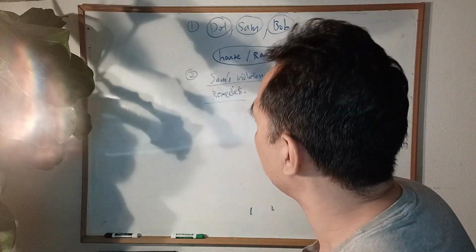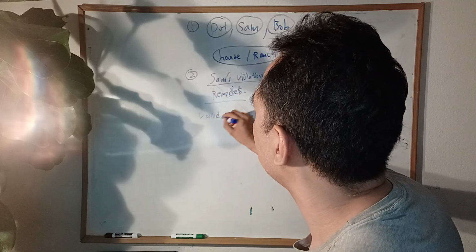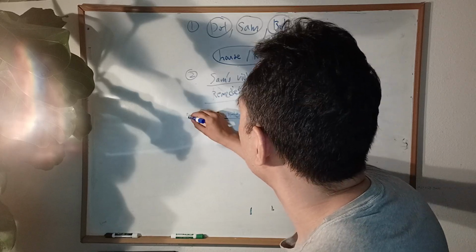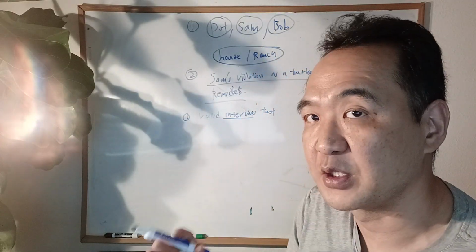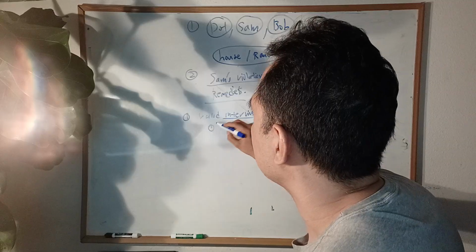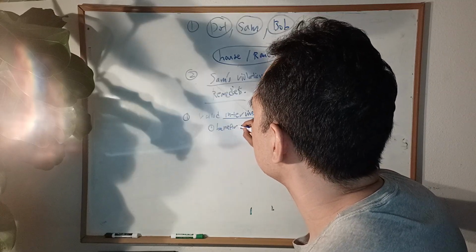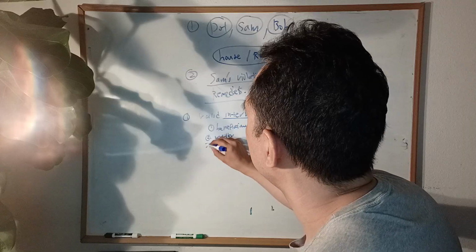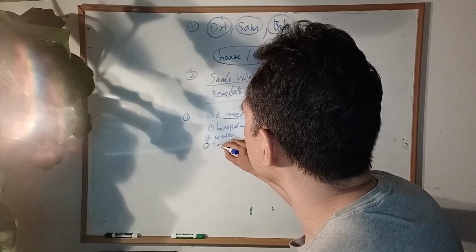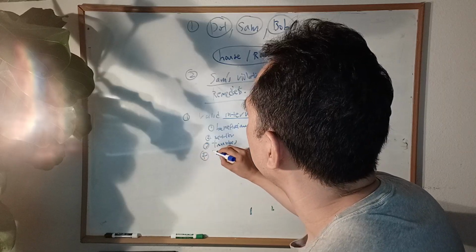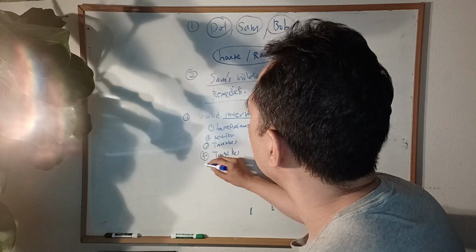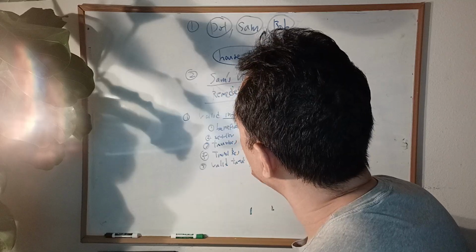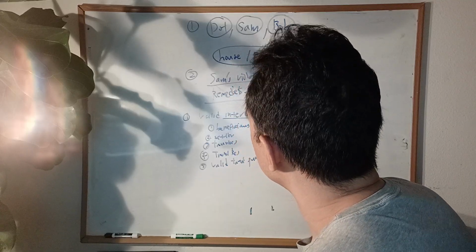Okay, so they said it was a valid inter vivos trust, a living trust. And to quickly go over what constitutes a valid trust: you need beneficiaries, you need a settlor, you need trustees, you need a trust res, and you need a valid trust purpose, right? Which is not illegal.